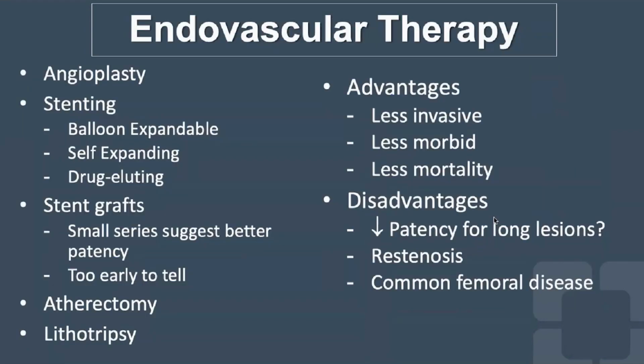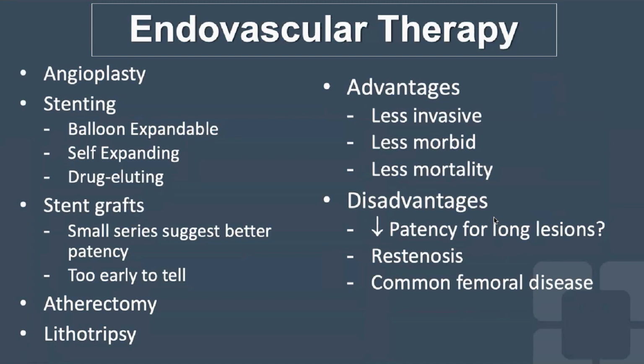Endovascular therapy, let's move into that. There are the same options we have for endovascular therapy, that being balloon angioplasty. That's kind of molding open, a controlled dissection, basically opening this blood vessel. Stenting: we can do balloon-expandable stents, self-expanding, and drug-eluting stents. Stent grafts are typically metal stents with fabric components. Then atherectomy and lithotripsy. Some of the advantages here are less invasive, less morbidity, less mortality. But the disadvantage is we worry about decreased patency for long lesions. I think we're closing the gap here.